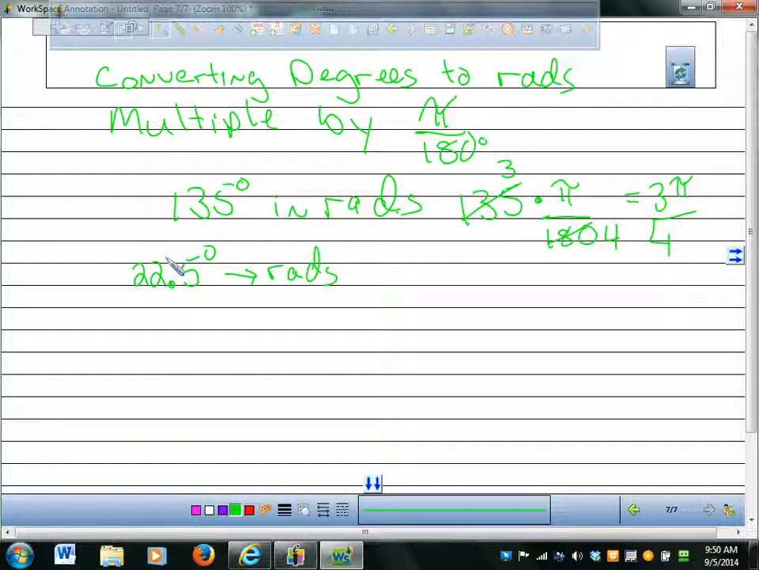Not pi over 2. Pi over 4. What's half of pi over 4? Pi over 8. So that's kind of the way I like to think about things. Think about some angles that you know in radians, and you can do it a lot quicker in your head.